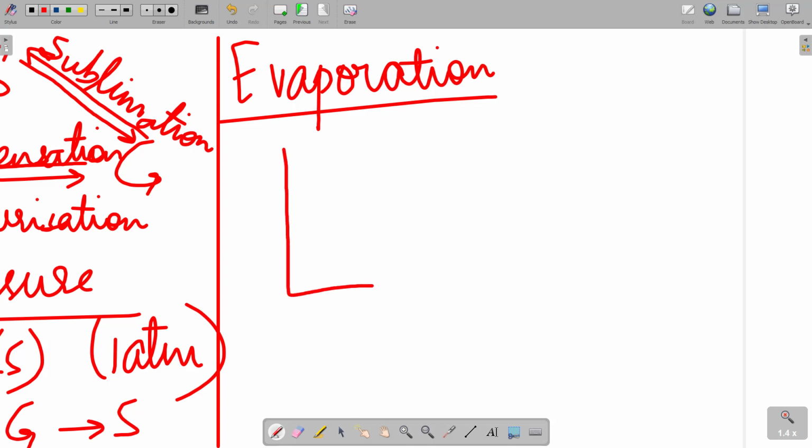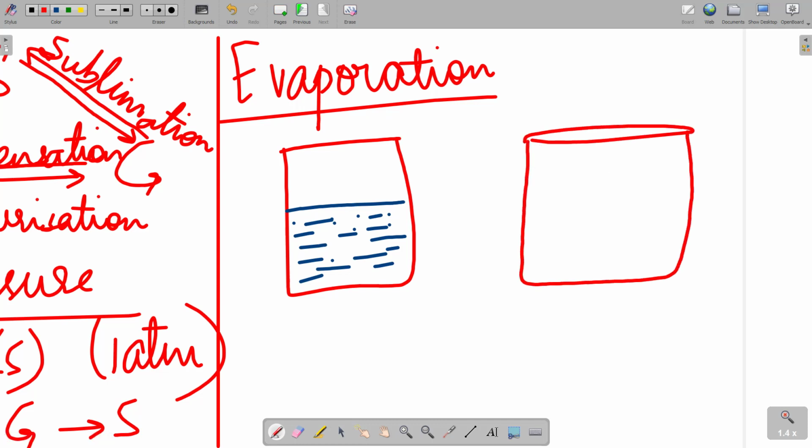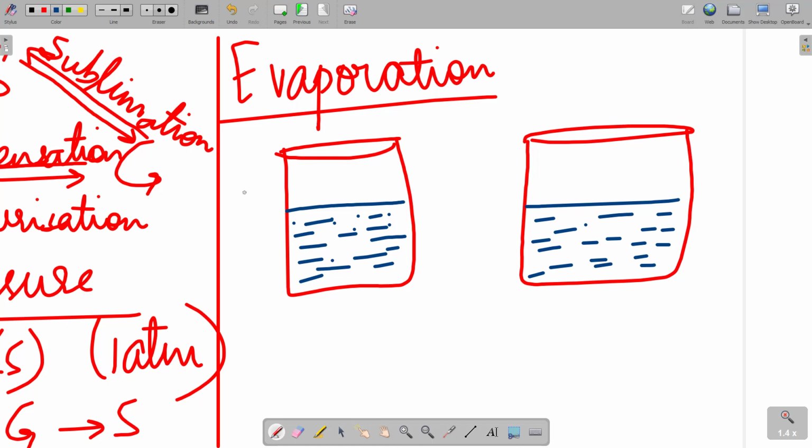So I have one container which has water in it, right? And again I have another container. And again I have water in both the containers. Okay. By the way, these are same amounts. This one is a little bigger. Anyway, so this is talking about evaporation and this one is talking about boiling.